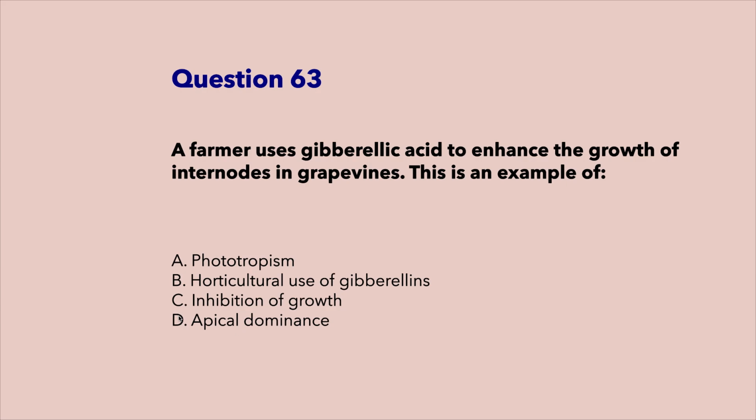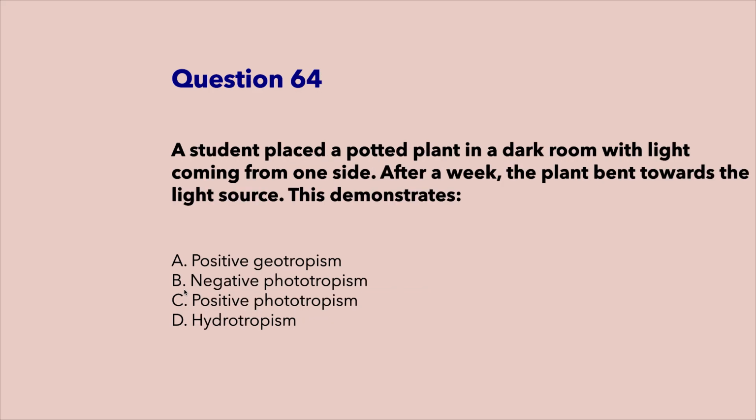A farmer uses gibberellic acid to enhance the growth of internodes in grapevines. This is an example of horticultural use of gibberellins. A student placed a potted plant in a dark room with light coming from one side. After a week, the plant bent towards the light source. This demonstrates positive phototropism.